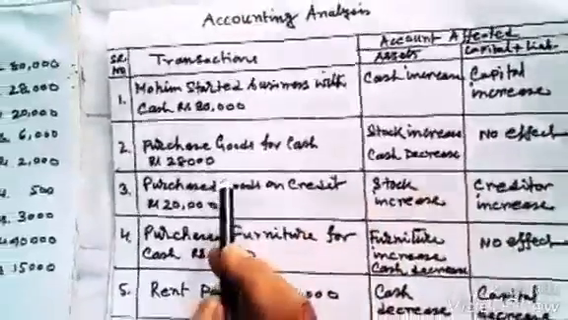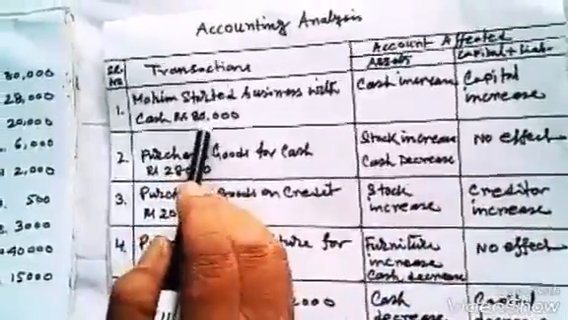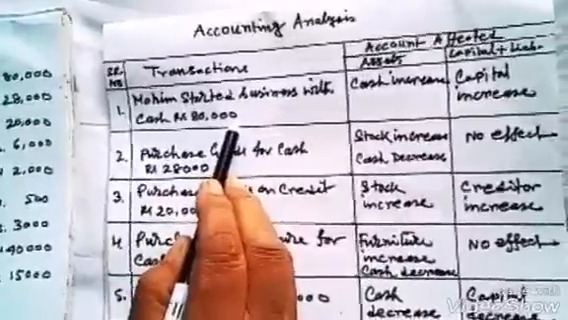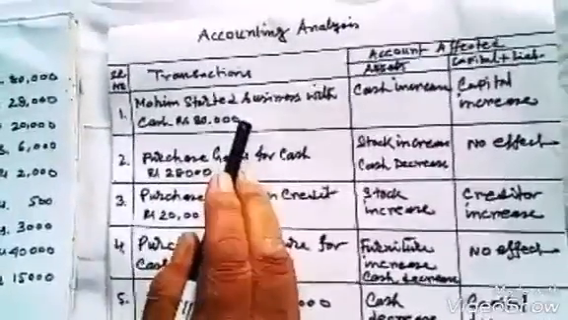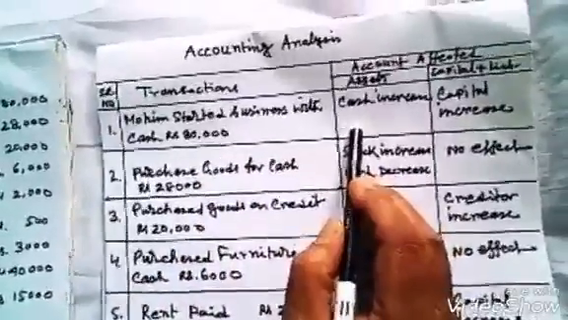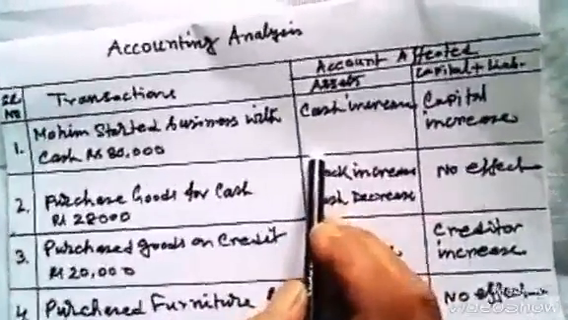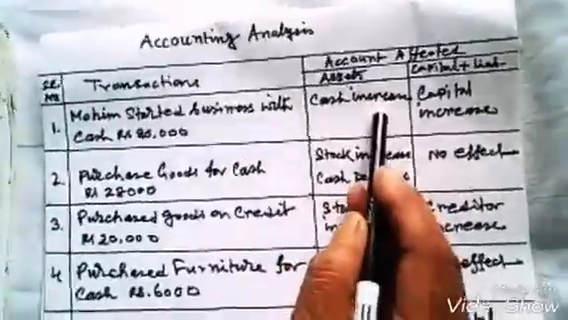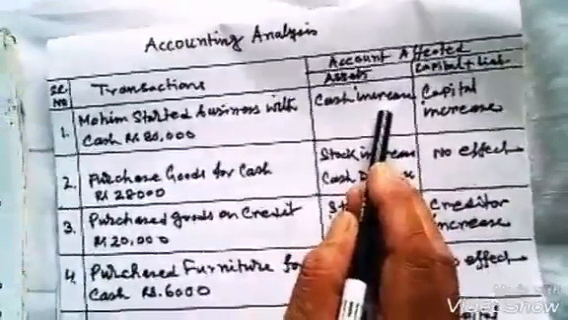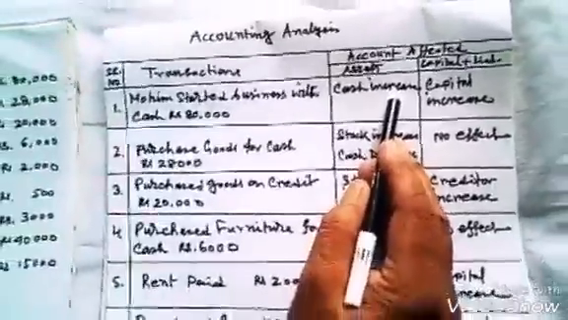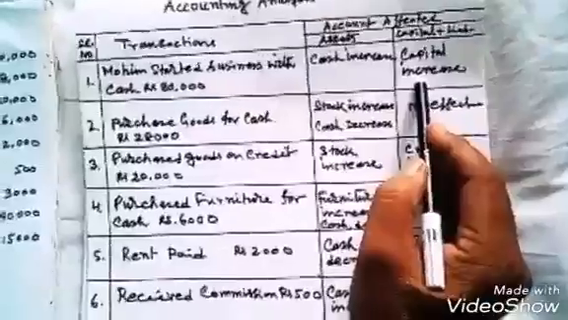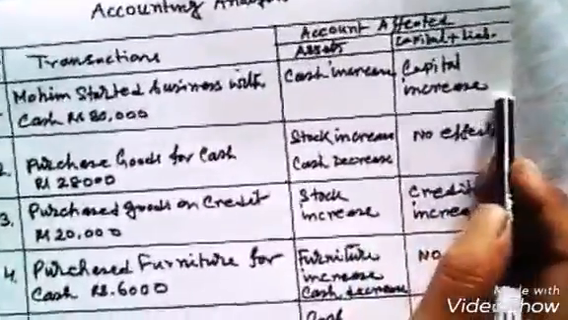Now for the first transaction, that is Mohim started business with cash rupees 80,000. By this, cash is coming into the business, so cash increases. Cash is an asset, and the owner has invested that 80,000, so his capital also increases by rupees 80,000.